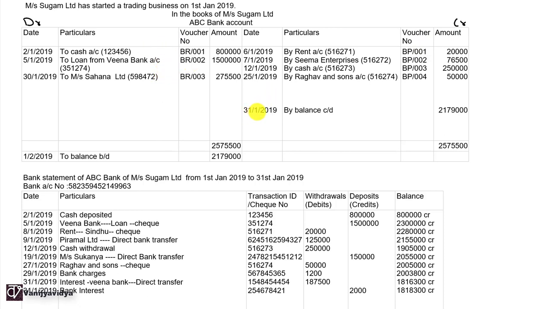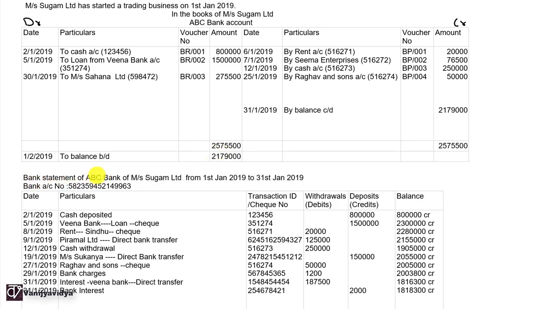Then on 31st Jan 2019, by balance carried down 21,79,000. The same is carried forward on 1st Feb 2019 to balance brought down 21,79,000. So it's a debit balance as per books of accounts.